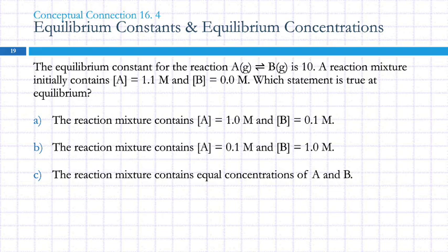Again, looking at A to B, here we're told the equilibrium constant is 10. A reaction mixture initially contains a concentration of A that's 1.1 molar and B that's 0 molar. Which statement is true at equilibrium? Would A be 1 molar and B be 0.1 molar? Or the opposite, A 0.1 molar and B 1 molar? Or equal concentrations of A and B?